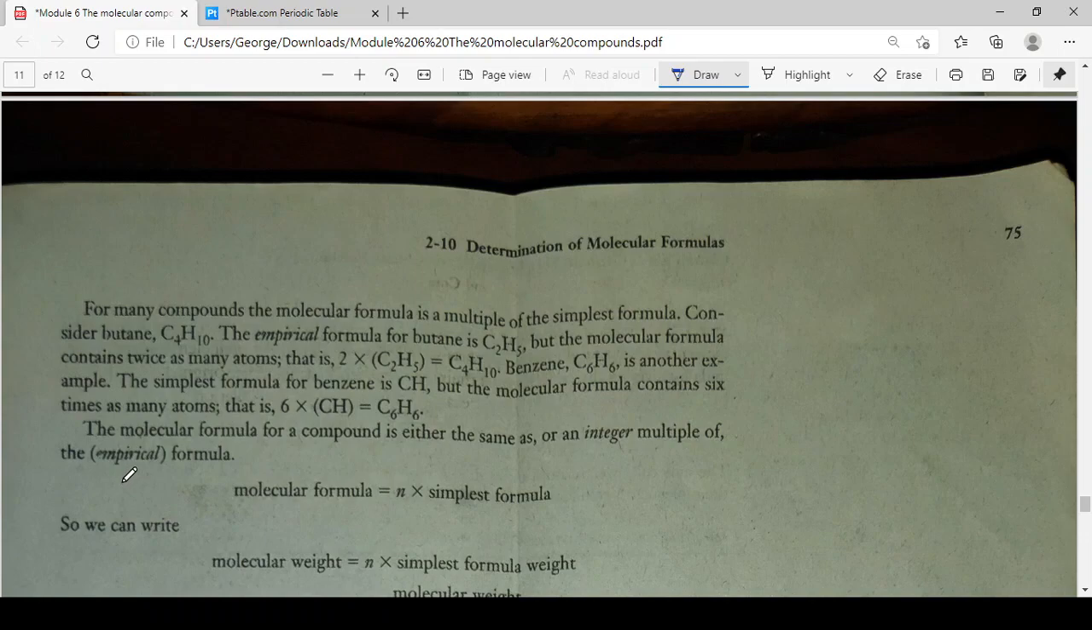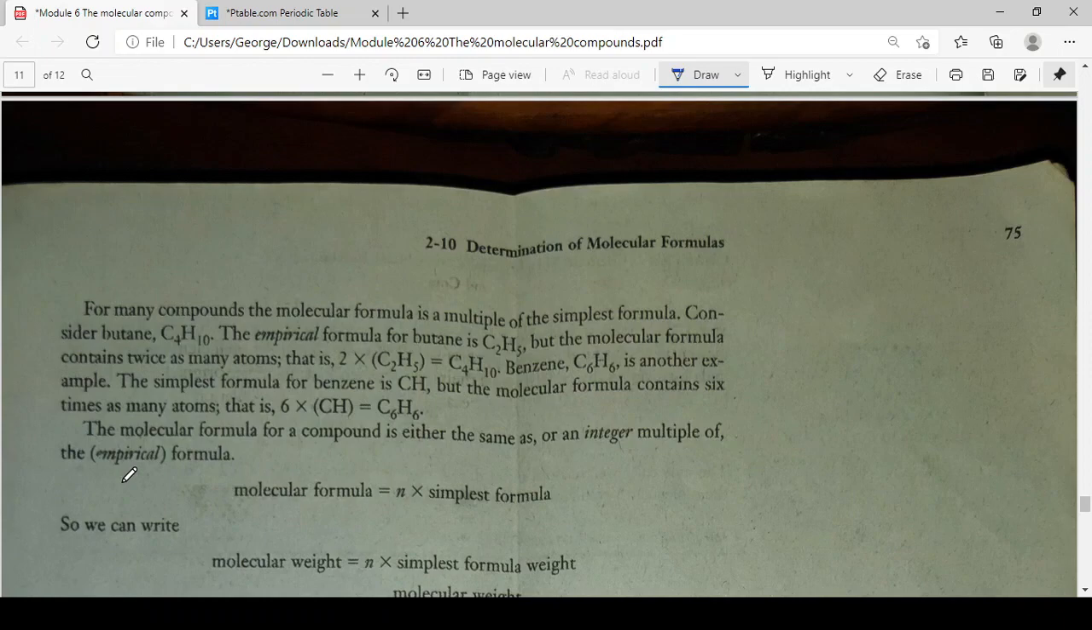Consider butane, which has C4H10. The empirical formula for butane is C2H5, but the molecular formula contains twice as many atoms. That is, 2 times C2H5 is equal to C4H10. So you can see that our molecular formula is longer than our empirical formula.